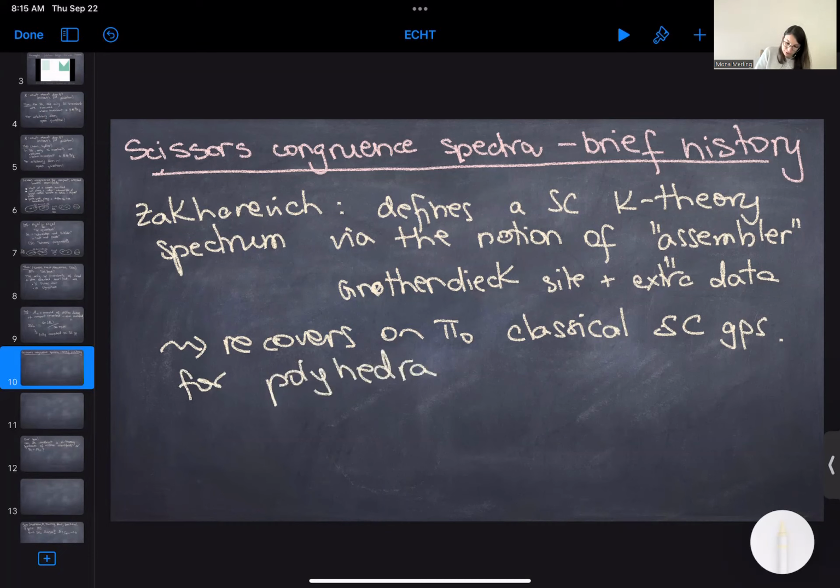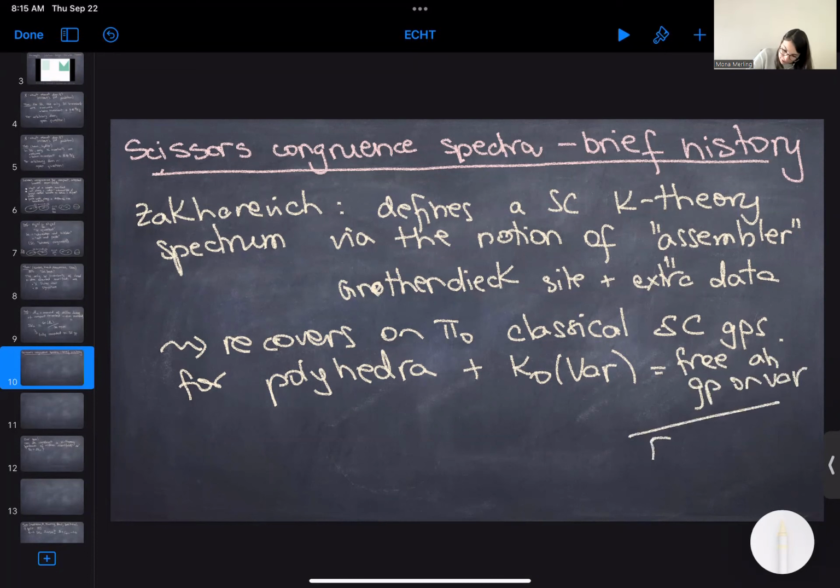Okay, so this construction lifts the scissors congruence group for polyhedra, and also a main example of interest for her was K naught of varieties. This is again a very classical group. It's the Grothendieck group of varieties. This is the free abelian group on varieties where you mod out by a relation of the form x plus y minus x is equal to y if you have a nice immersion of x into y.